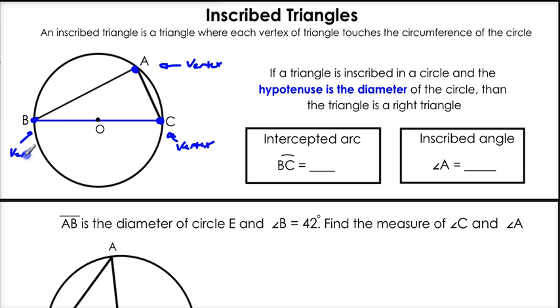And since they all touch the circumference of the circle, which is just the outside of the circle, then we know this is an inscribed triangle. So we got one right here. All three angles touch the circumference.